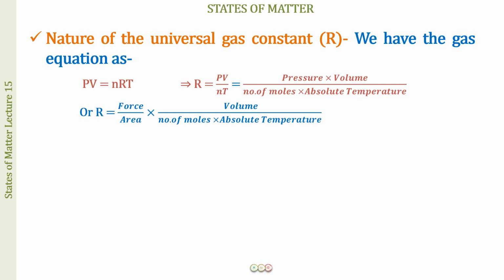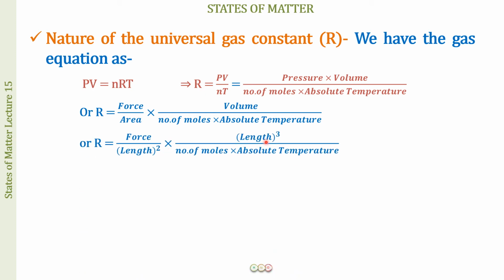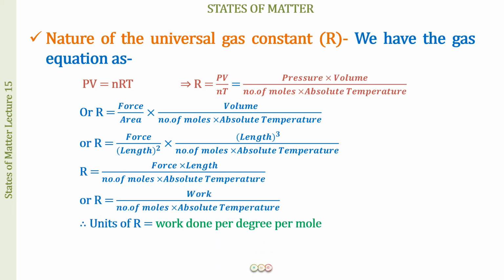So pressure we can also write as force upon area. So this is force upon area into volume over number of moles into absolute temperature, right? And also we know that area is length square and volume is length cube. So this length square is going to cancel from both of these. What we will be getting is force into length divided by number of moles into absolute temperature, which is R. Now force into length, what you have learned in physics, is work, right? So work upon number of moles of the gas into absolute temperature is equal to R. So what we can say is that R is the work done per degree per mole of a gas.